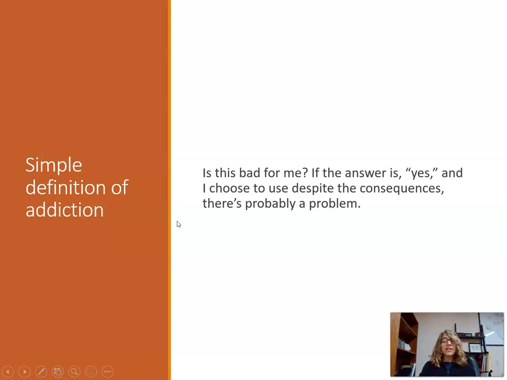The simple definition is this: is this bad for me? If the answer is yes, and I choose to use despite the consequences, there's probably a problem. So basically it goes like this. Here's my coffee, okay? My nice big cup of coffee, which has lots of shots of espresso in it. Let's say my doctor told me that this is bad for my heart, and if I drink it, I could have a heart attack.